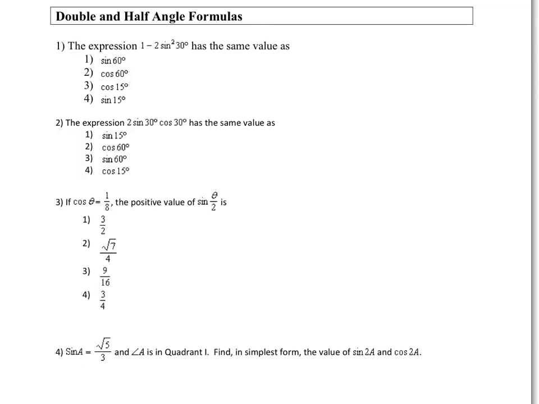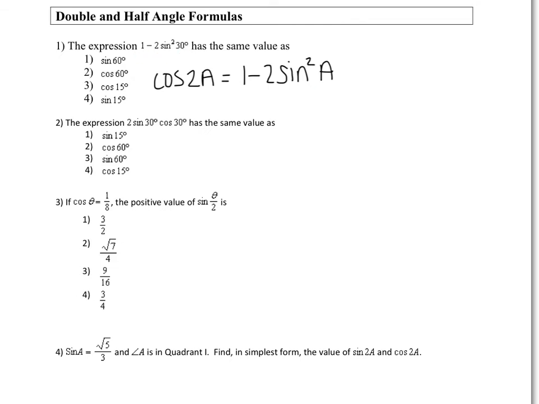Okay, so for this page, you're going to need your double and half angle formulas from your notes. So pause the video, grab those, and then come back. Okay, so we're going to work backwards like we did with the sum and difference formulas. I would like you to find the formula that looks like 1 minus 2 sine squared of an angle. Okay, when you do that, you should see that cos 2a, double angle for cosine, is 1 minus 2 sine squared a.